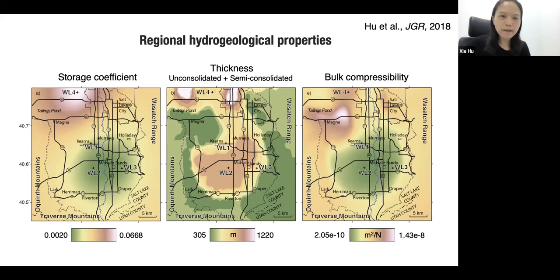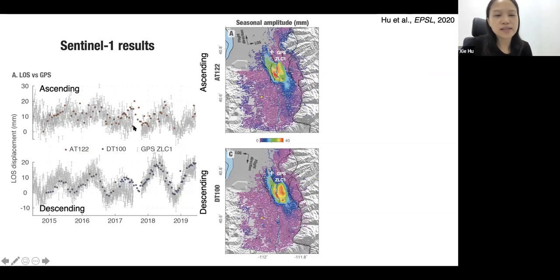And more recently, we analyzed ascending and descending tracks of the more recent Sentinel-1 data, and that spans from 2015 to 2018. We compare it with the GPS, which is located on the northern tail of this aquifer system, and they show very good consistency. And the seasonal displacement amplitudes are similar, about 40 millimeters. You can also see the Jordan River cutting through the aquifer and disturbing the displacement field. So here we have ascending and descending results.